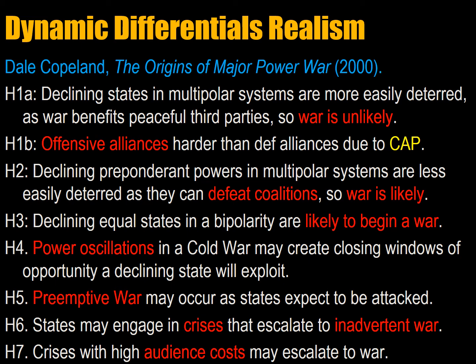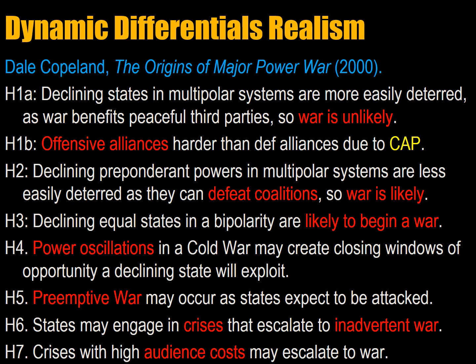Hypothesis 1A. Declining states in multipolar systems are more easily deterred as war benefits peaceful third parties. So war is unlikely. So the US is not going to attack China because China and the US will destroy each other. India will rise as the new great power. Hypothesis 1B. Offensive alliances are harder than defensive alliances because of the collective action problem. So it's very hard to coordinate these conquest type of alliances.